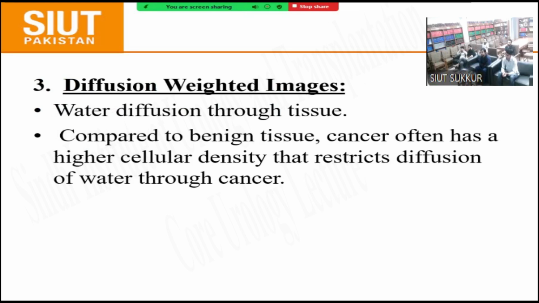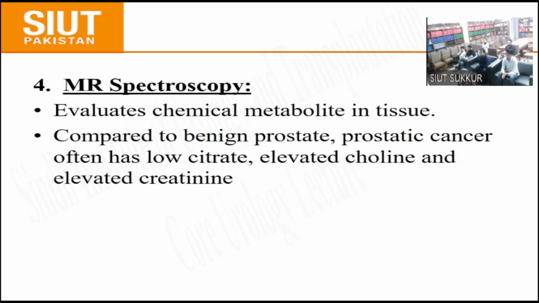Diffusion weighted imaging is the third component of multiparametric MRI, in which water diffusion through the tissues is compared to benign tissues. Cancer often has a higher cellular density that restricts diffusion of water. The last component is MRI spectroscopy, which evaluates chemical metabolites in tissue. Compared to benign prostate, prostatic cancer often has low citrate, and elevated choline and creatine.